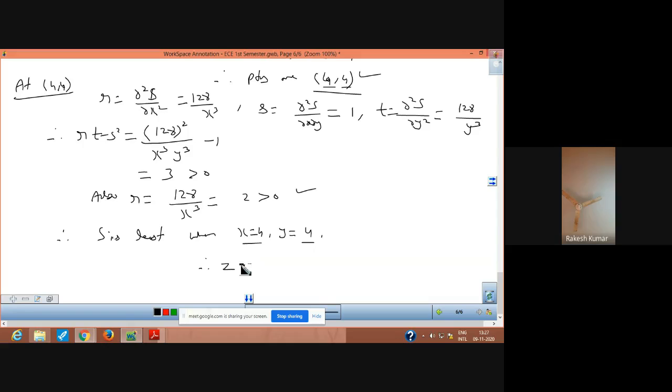So the least has come, the minimum has come. And at the beginning we found z, and z was 32 over xy. So 32 over 4 into 4 comes out to be 2. So this is the dimension of the box: 4, 4 and 2. This is the dimension of the box for which the least construction material will be used, and the box is open from the top.